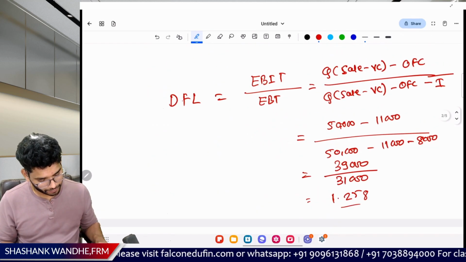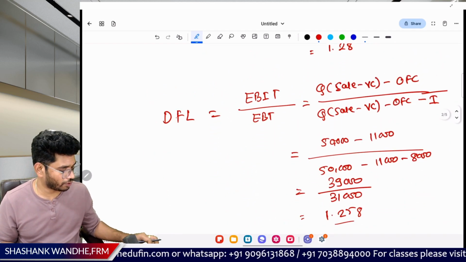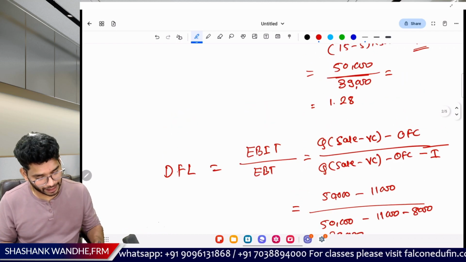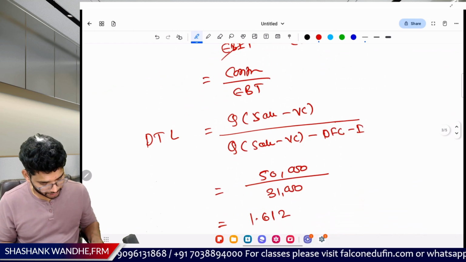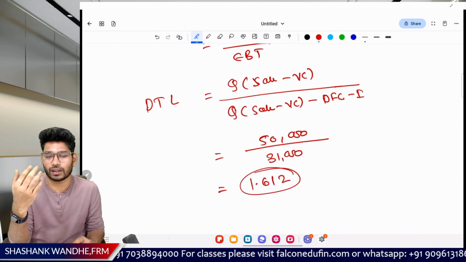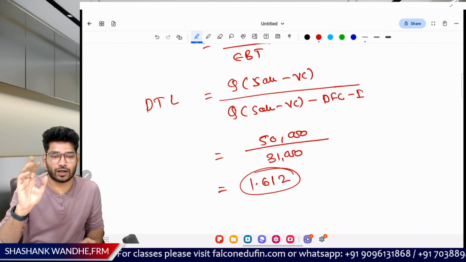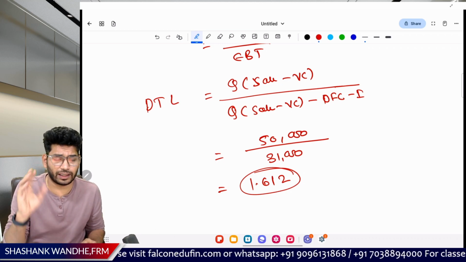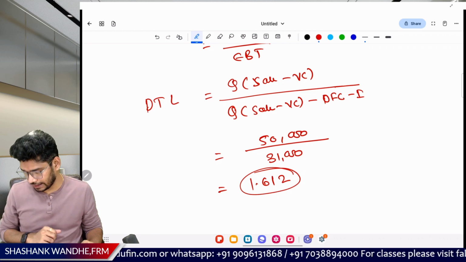Okay. And we already know these values, 1.258 and 1.28. So 1.258 multiplied by 1.28. So if you multiply this value and this value, you will get this value. So in exam, you are just provided with, say, contribution, financing cost, and operational fixed cost. You will be able to handle this question easily. So DTL, DOL, and DFL, both the concepts are very, very easy.